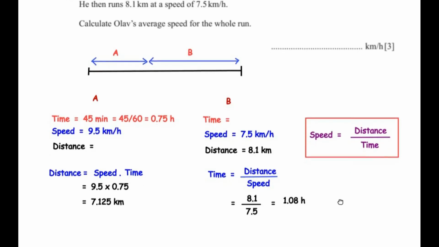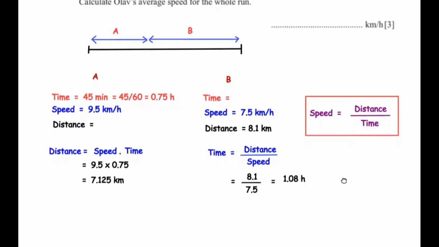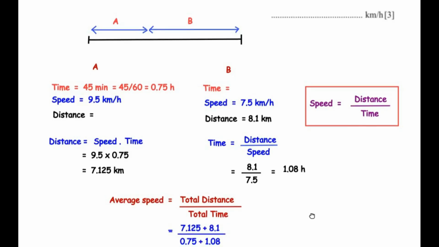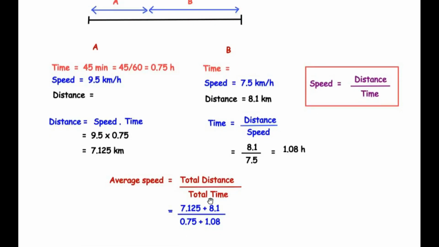Now once we have got the missing data, let us find out the average speed. Now the average speed is given by the formula total distance over total time.